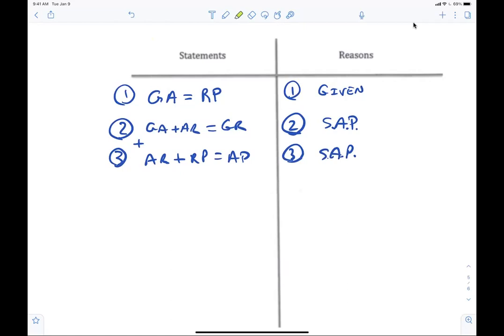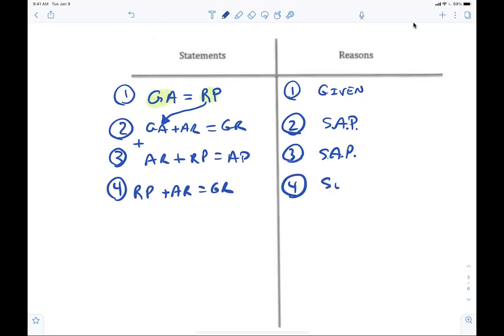Sorry, Lucas, I'll get you in here, okay? Speak up loud if you want to. I appreciate that very much. So GA is equal to what? RP, right? So he just replaced GA with what? RP. So now step 4 is RP plus AR equals GR. That's definitely a what? That's definitely a substitution. Good job.